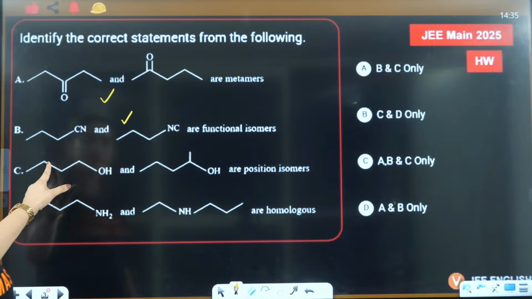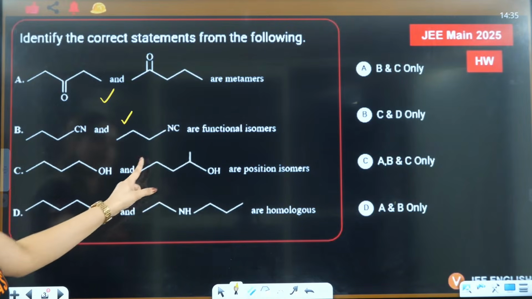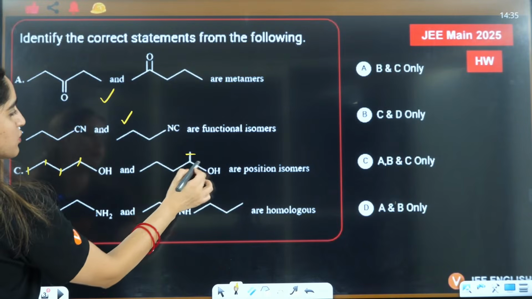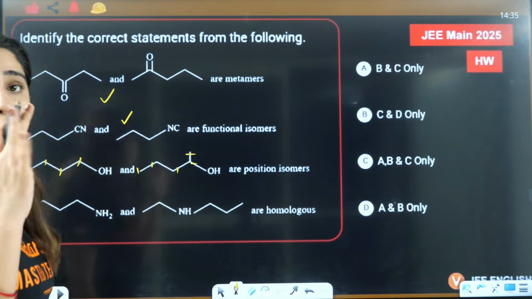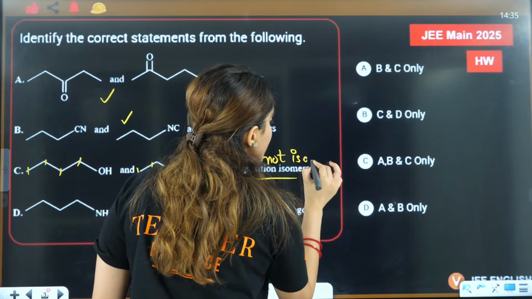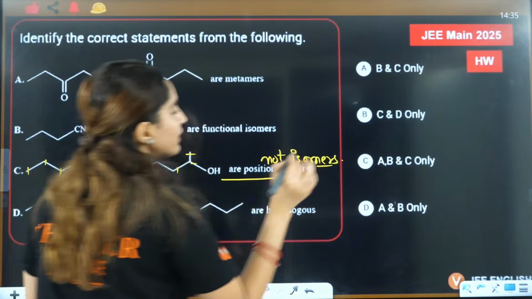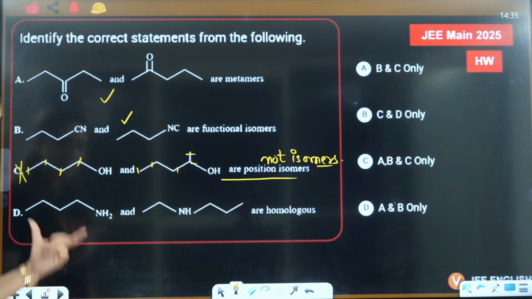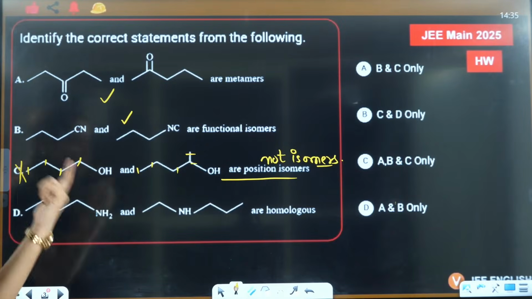So this is 1, 2, 3, 4, 5 carbons, and this is 1, 2, 3, 4 carbons. They are not even isomers of each other. So definitely this is not the correct statement. This and this are homologues, right?